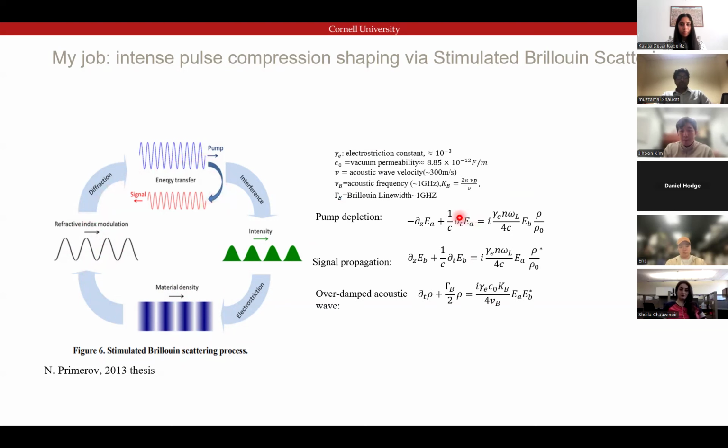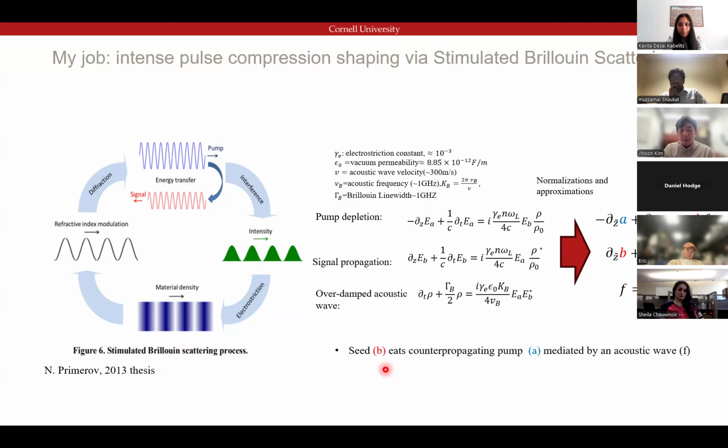So this is actually not that complicated, but this is just the equation. This is how the pump couples to this refractive index modulation. This one is how the signal couples to the refractive index modulation. And then this is how the refractive index modulation is related to the pump and signal intensity. And then, like all theorists, I like normalizing. So this looks much better, but it's just the same equations. The physical picture is that the seed, the red term, is coupled to the counter-propagating pump, A, mediated by this acoustic wave.